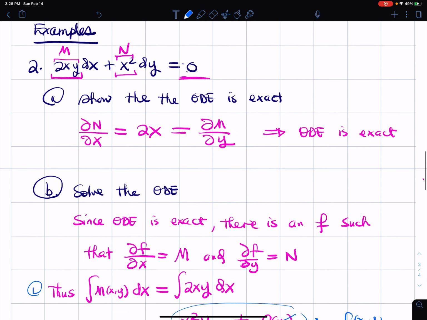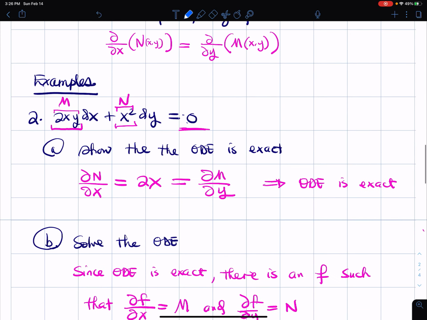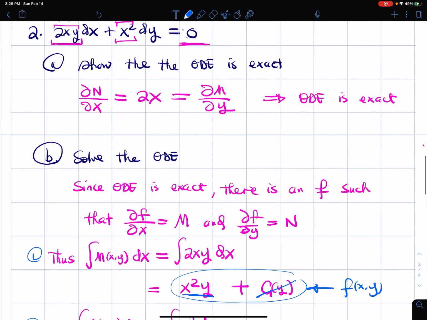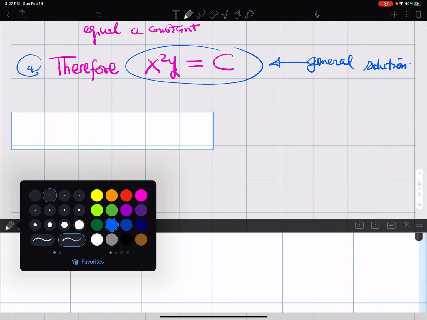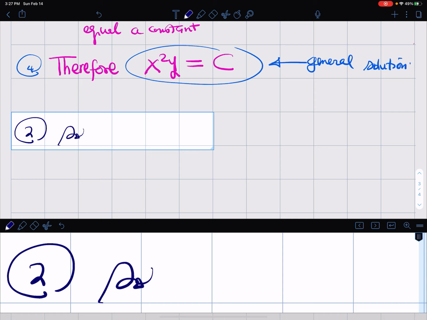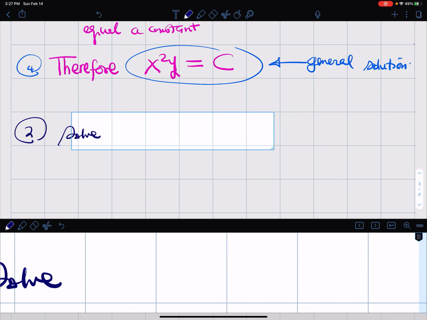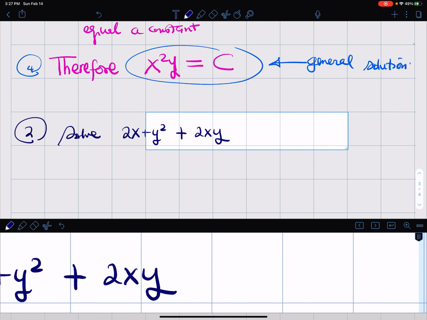Well, this is an easy problem, or a problem that doesn't have all the ingredients that we need. Let's try another problem, and then I'll try to wrap it up. Number two, how about we want to solve 2x plus y squared plus 2xy y prime.